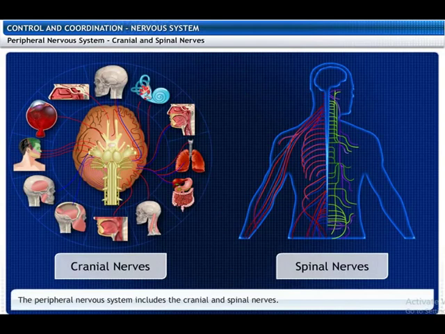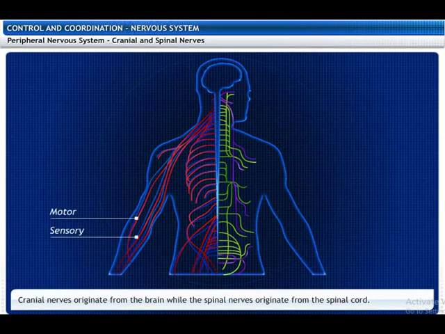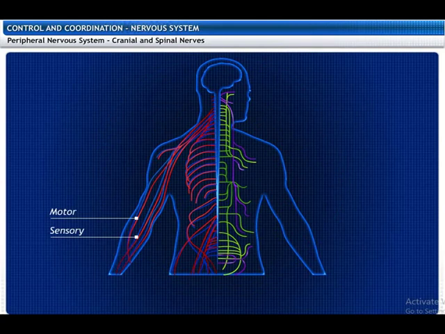The peripheral nervous system includes the cranial and spinal nerves. The cranial nerves originate from the brain, and a few cranial nerves carry impulses to and from the central nervous system. Some cranial nerves are mixed, while the rest are sensory and motor nerves. Spinal nerves originate from the spinal cord, and all spinal nerves carry impulses to and from the central nervous system. Spinal nerves are mixed nerves.